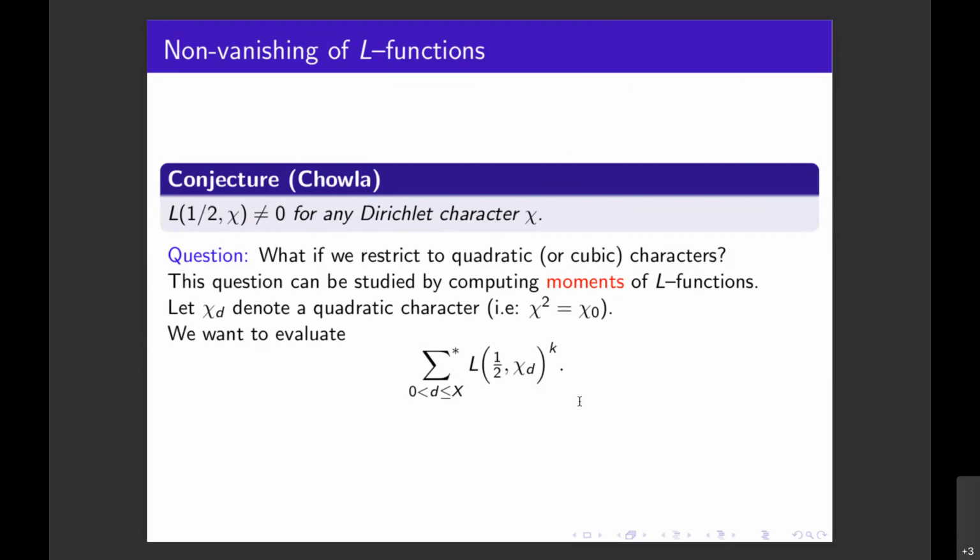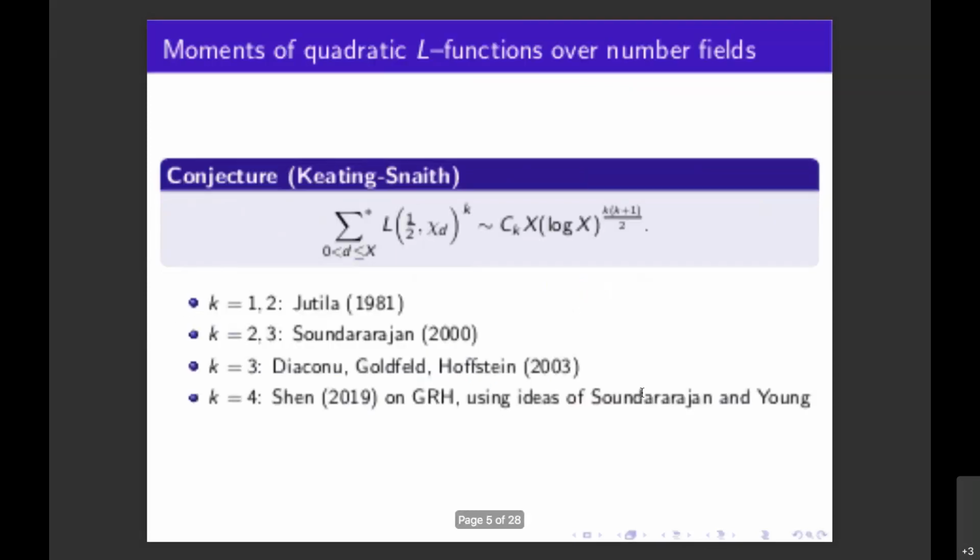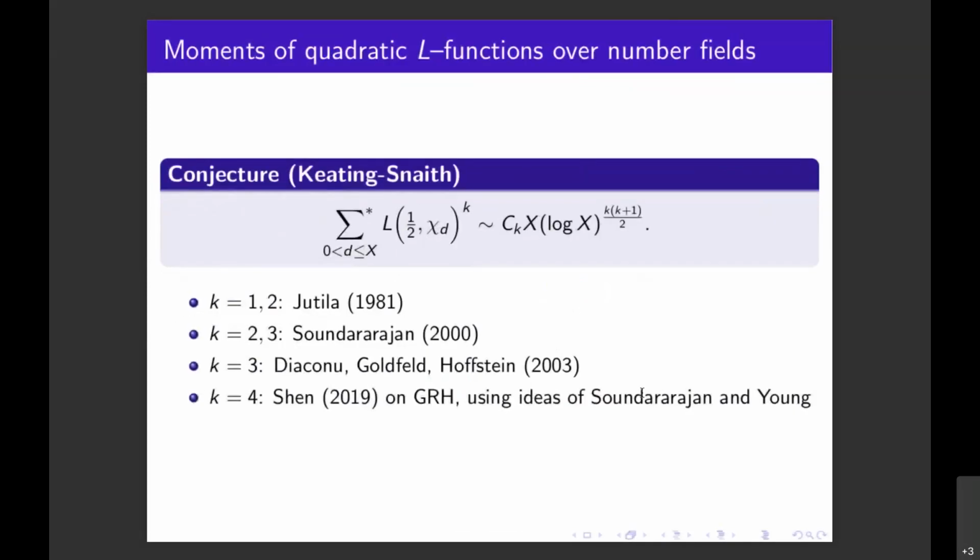So I'm averaging over discriminants d of size up to x, and here I have a star on the sum, which means that I'm summing over primitive characters, and I'm taking the kth power of L(1/2, chi d). It turns out that if we can understand something about these moments, then we can say something about non-vanishing. So there is a conjecture due to Keating and Snaith, which says that the kth moment should be asymptotic to x (log x) to the power of k(k+1)/2 times some constant c_k. And for a long time, people didn't really understand what c_k should be.